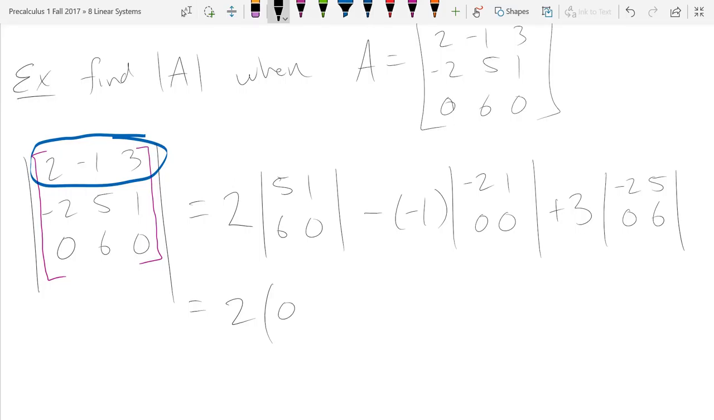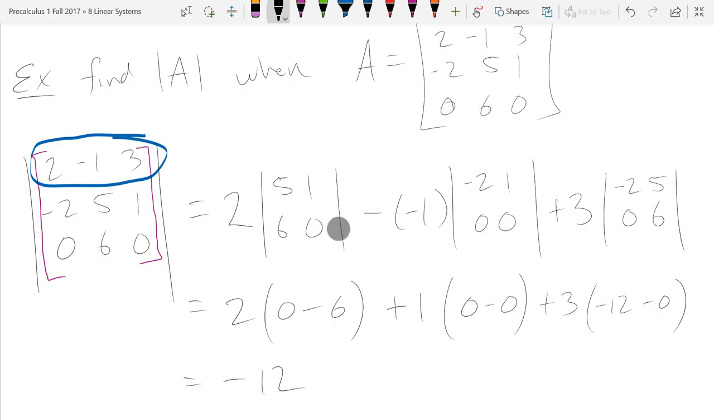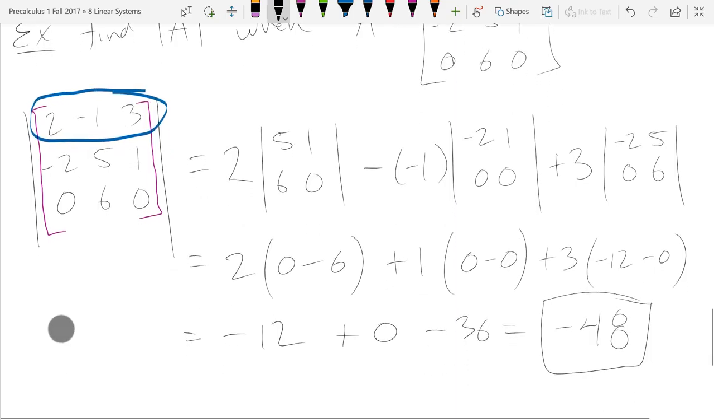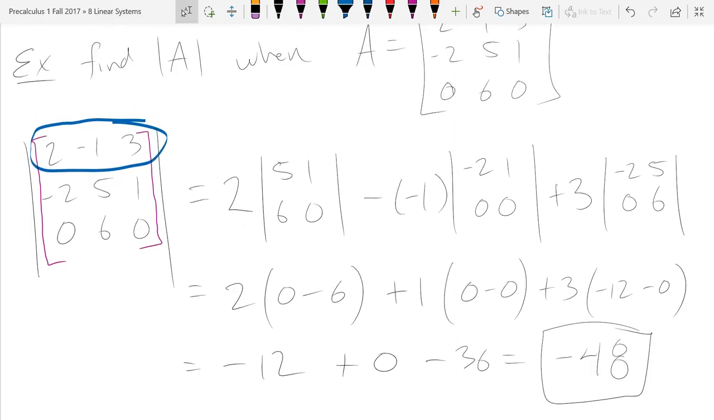So we have 5 times 0 minus 6 times 1, plus 1 times 0 minus 0, plus 3 times minus 12 minus 0. So we have minus 12 plus 0 minus 36. So we get negative 48. And that is the determinant of the matrix A. So any questions on those minors or any of those steps?